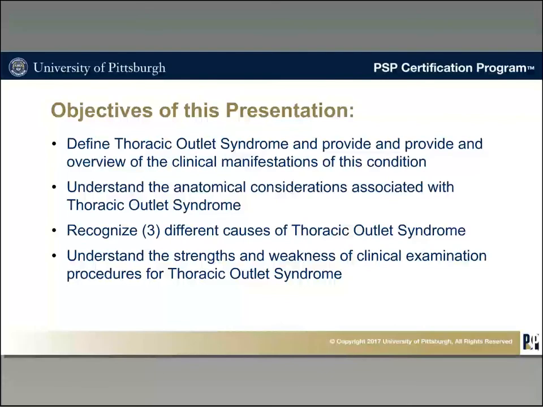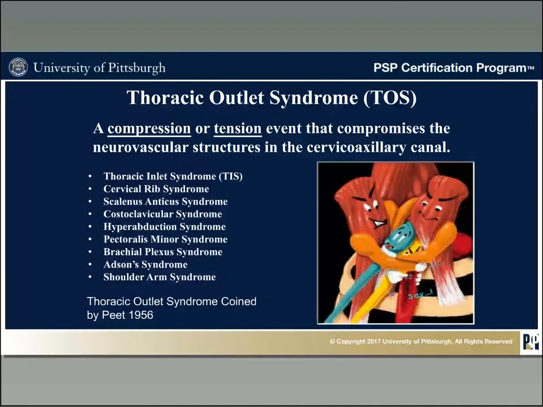The objectives of this presentation are as follows. We're going to define what thoracic outlet syndrome is from a clinical perspective and provide an overview of the clinical manifestations of this condition. We'll understand the anatomical considerations associated with thoracic outlet syndrome. We'll recognize the three different causes of thoracic outlet syndrome, and we'll understand the strengths and weaknesses of the clinical examination procedures for thoracic outlet syndrome.